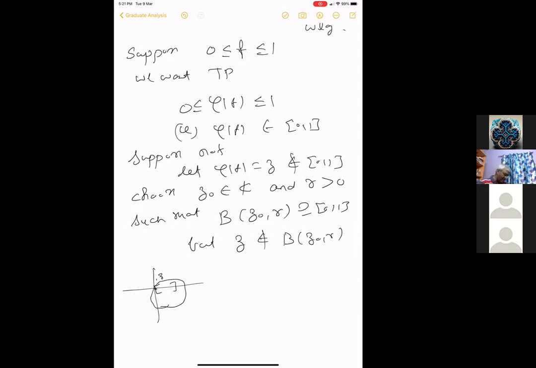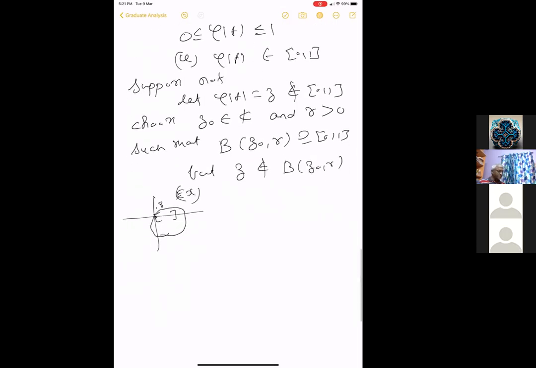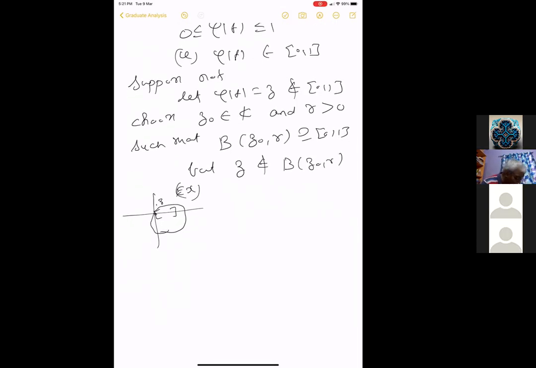Wherever z is, you should be able to draw a ball which does not contain z but contains this interval, which is intuitively clear. But I tried to do that just 15 minutes back and I was not able to get it. I'm sure you will be able to get it. Okay, this is the exercise. I'm sure it's very easy. So I assume that we can get such a ball.